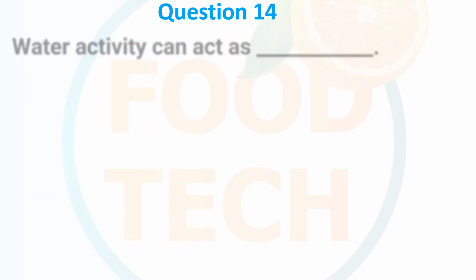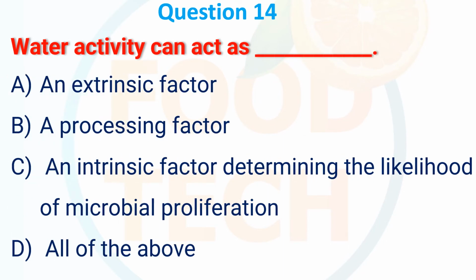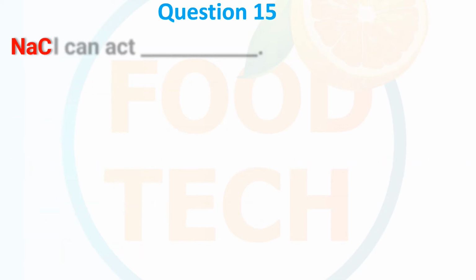Coagulase activity. Water activity can act as A. An intrinsic factor, B. A processing factor, C. An extrinsic factor determining the likelihood of microbial proliferation, D. All of the above. The answer is D. All of the above.